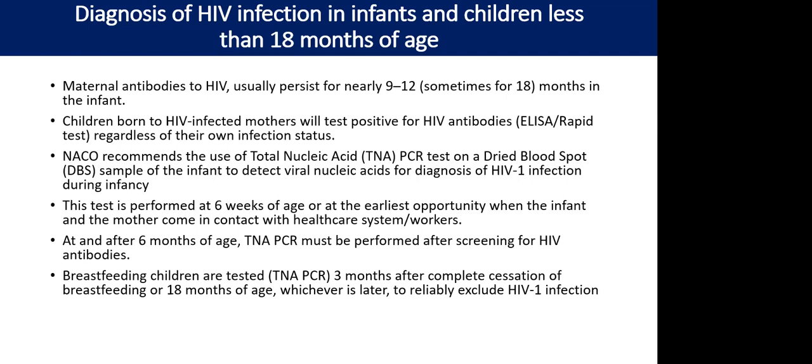As we all know, HIV can pass on through breast milk. So it is said that if someone is breastfeeding, then after complete cessation of breastfeeding, after 3 months or 12 weeks, the TNA PCR has to be done, or at 18 months, whichever is later, to reliably exclude the HIV infection. Next slide, please.